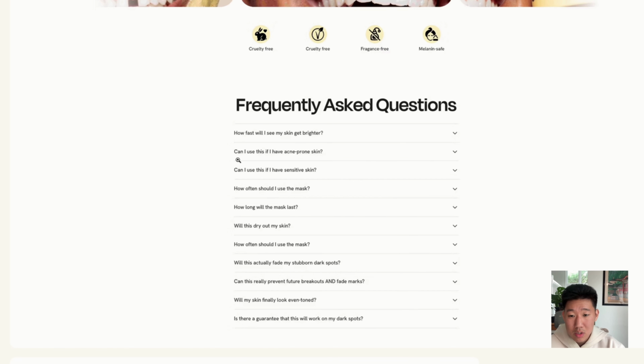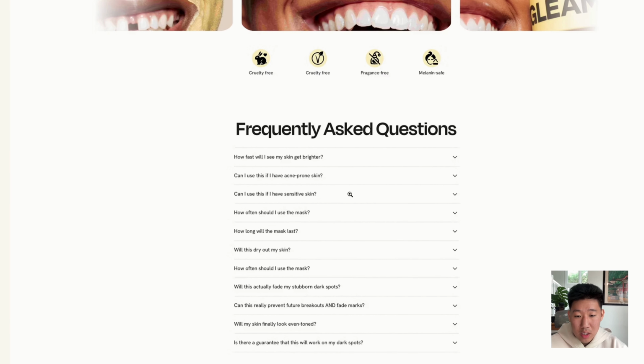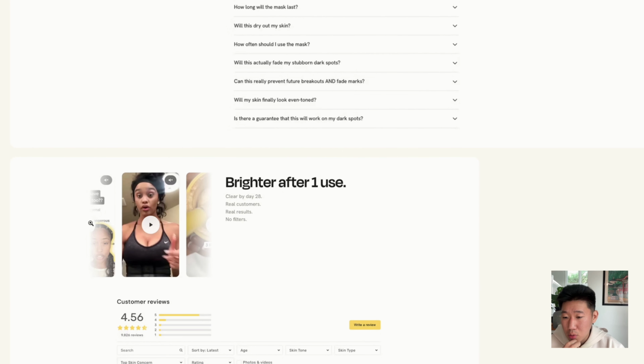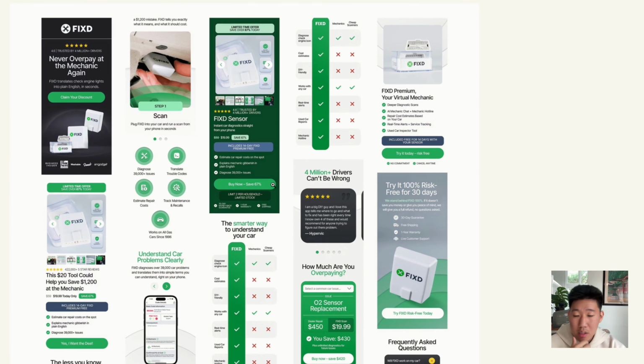How fast will I see results? Can I use this if I have acne-prone skin or sensitive skin? How often should I use it? All this needs to be answered and addressed for people to feel comfortable and confident enough to make that purchasing decision. And then to round it out, we have some more UGC videos, more value props, and then the embedded customer reviews.